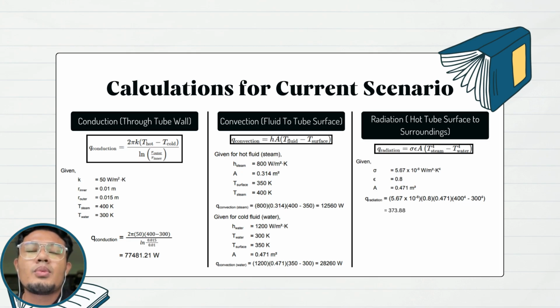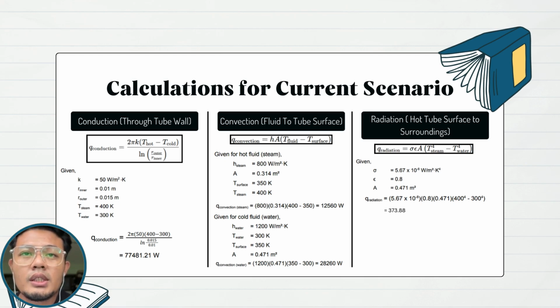The area is 0.314. The T surface is 250 and the T steam is 400. Okay, the value for Q convection steam is 12,560 watt, and it's different with the cold fluid, which is water. The H given is 1,200.